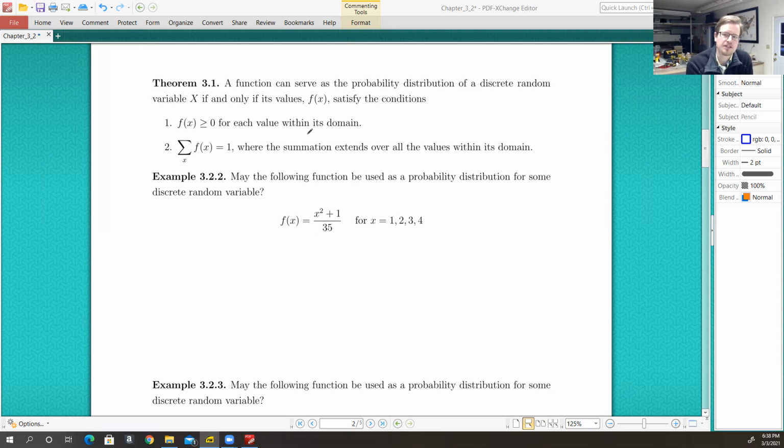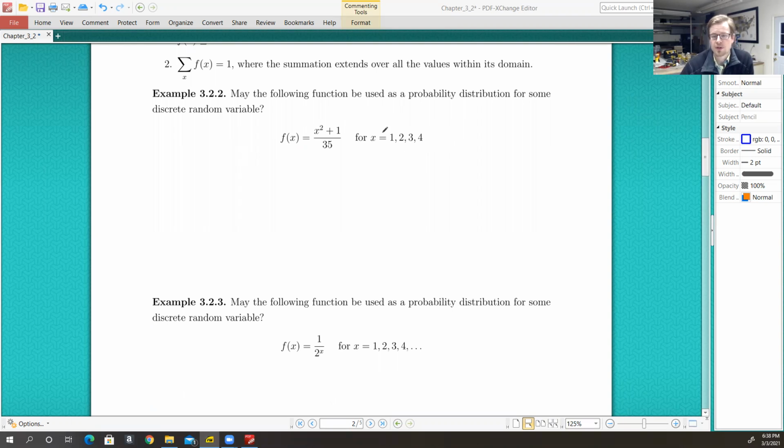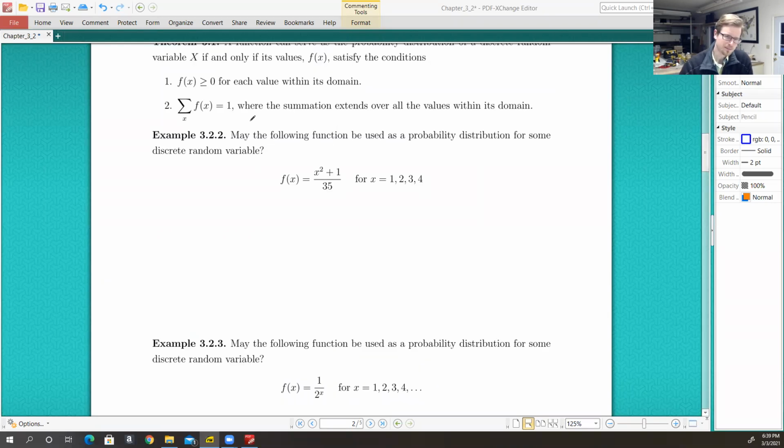All right, so let's think of this theorem and decide if these two functions can be used as a probability distribution for some discrete random variable. Of course we can notice that it's discrete because our possible x values are 1, 2, 3, and 4. That's it. So this makes sense at least a little bit to begin with, but then we of course need to double check the two conditions, that the individual function values are greater than or equal to 0, and that the sum of all the probabilities is equal to 1. So let's investigate these individual conditions.